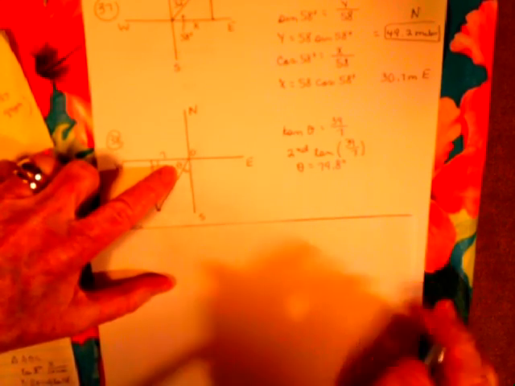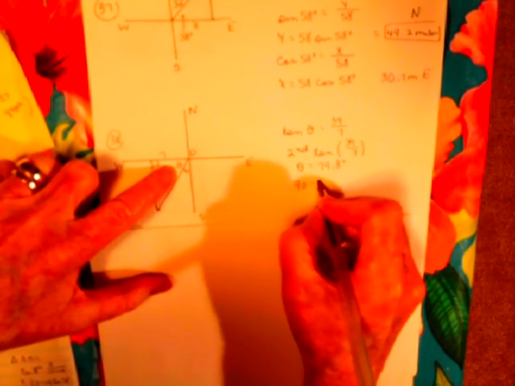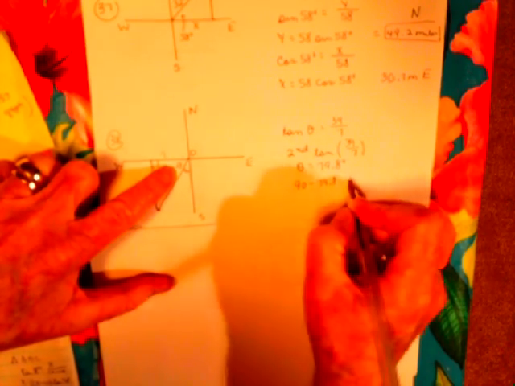If theta is 79.8, 90 minus 79.8 gives me the bearing. When you do that subtraction, you get 10.2. This ship has got to go this direction. Here's my little boat out here in the water somewhere. The captain's in there and he's wanting to go back to harbor. He's going to have to go north 10.2 degrees east in order to get back to the harbor.